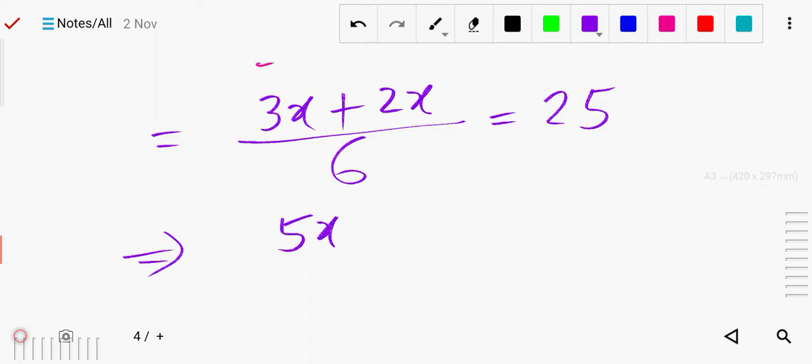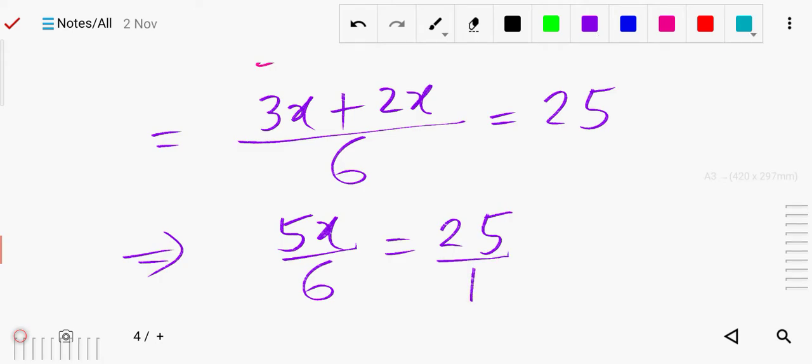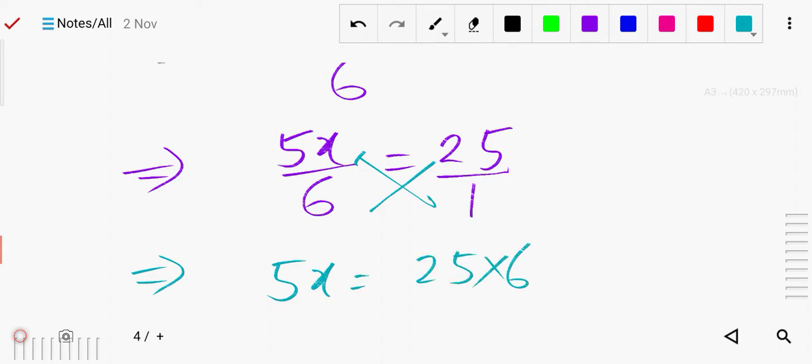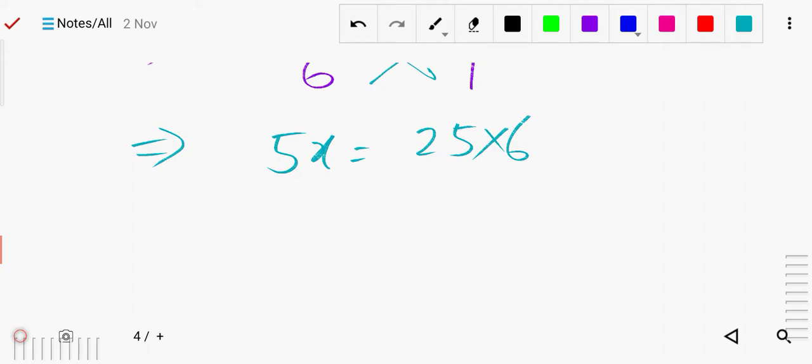So right here, 5x by 6 equals 25. Now we can do the cross multiplication. So 5 into 1x, so 5x, and 25 into 6. Now we can find the value of x.